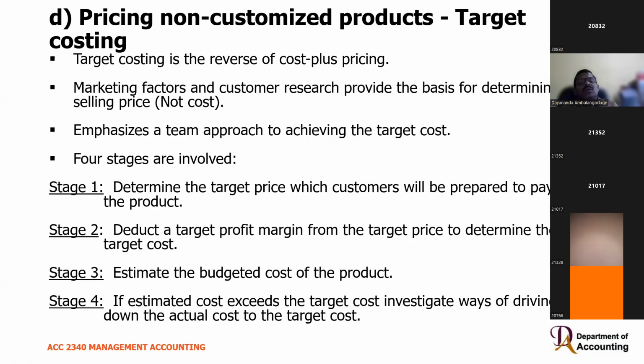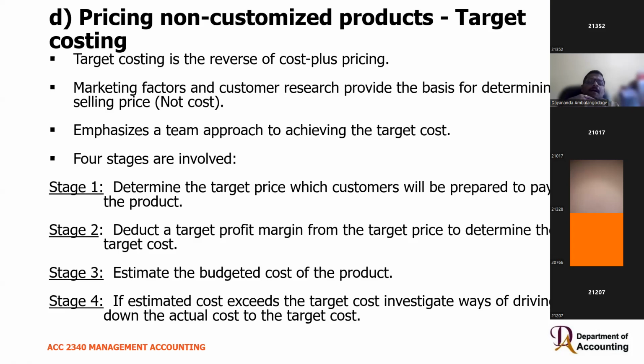You work out the selling price first, then go back to the costing. Earlier, what we did was the traditional cost plus method: we decide the cost first, then go for the pricing. That means cost plus pricing is internal focus, and target costing is external focus. Cost plus pricing is factory oriented, business oriented, organization oriented. Target costing is customer oriented or market oriented.